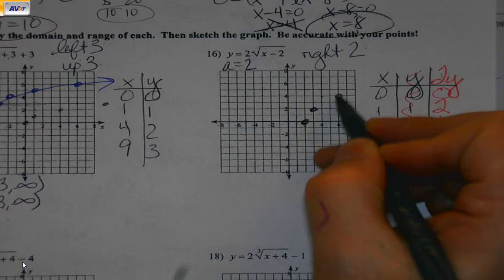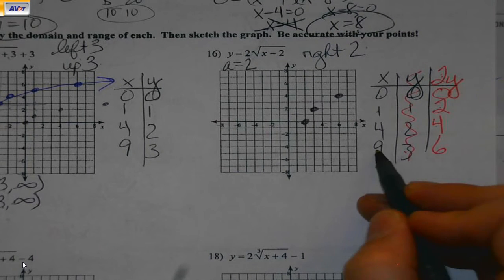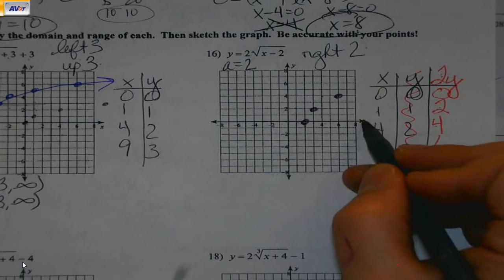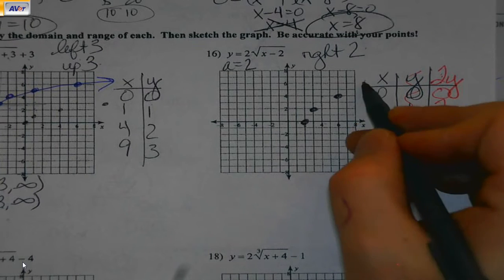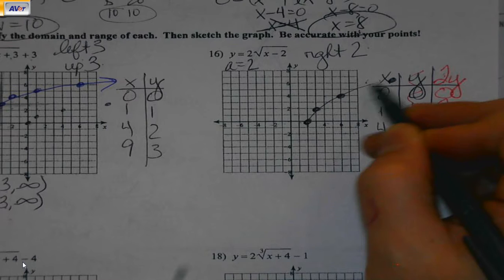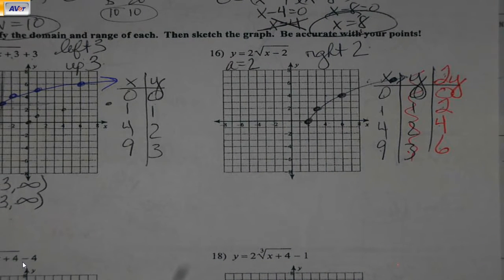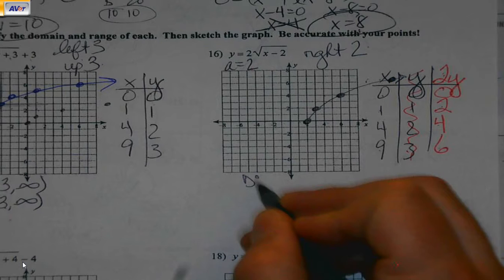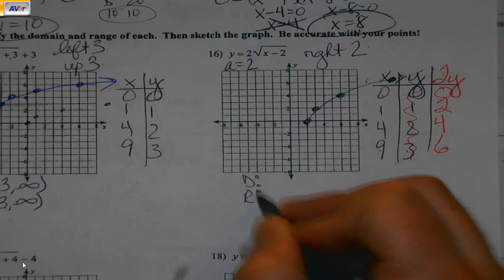Right 2. Put my dot. And finally, 9, 6. Okay, we're a little off here. 9, 6, and right 2. Holy cow. Over in the middle of my chart. And I've got my shifted graph. And again, calculators, I will get you set up here in just a moment.